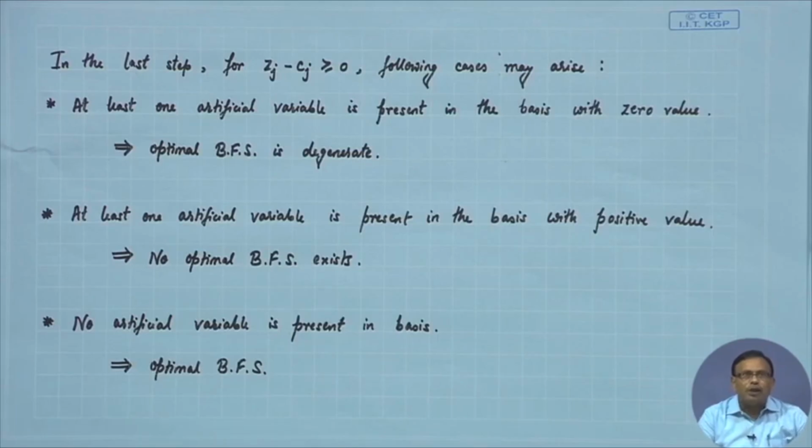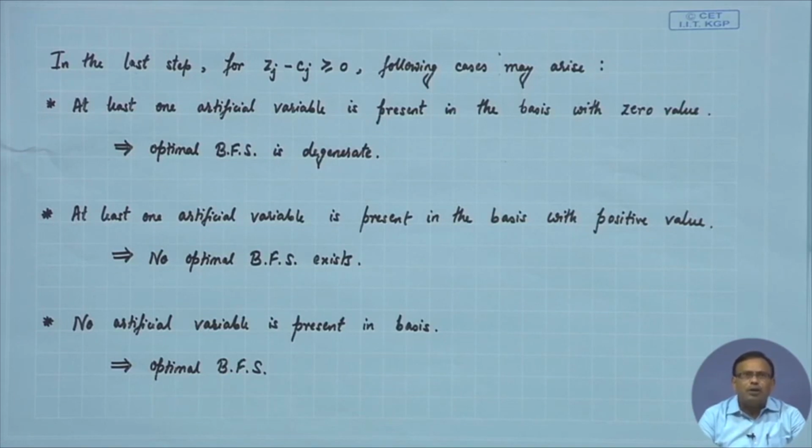The next case is at least one artificial variable is present in the basis with positive value. That means, in the basis you have one artificial variable whose value is positive, and all Zj minus Cj are greater than or equal to 0. That means we could not remove all the artificial variables from the basis, and in that case no optimal basic feasible solution exists. Again, we will see the reason why we are saying this.